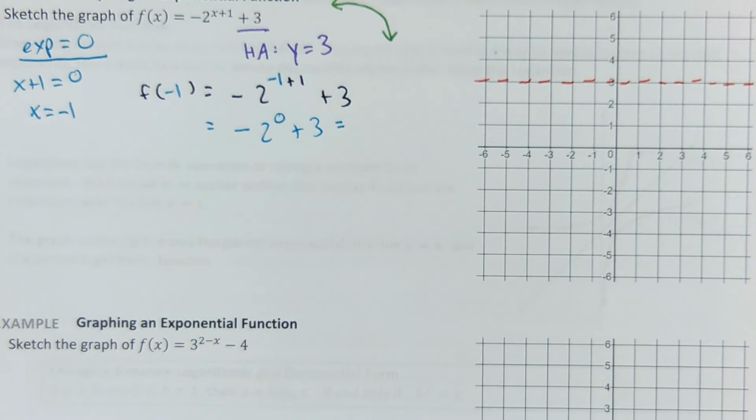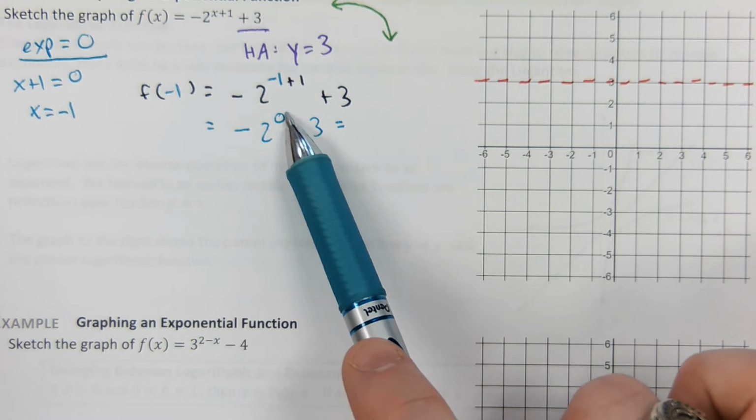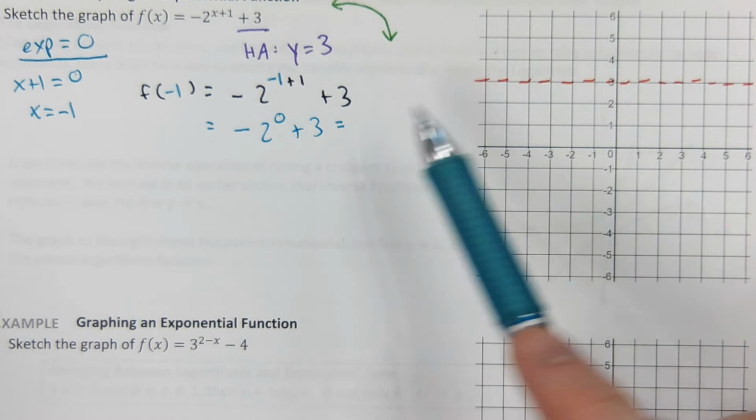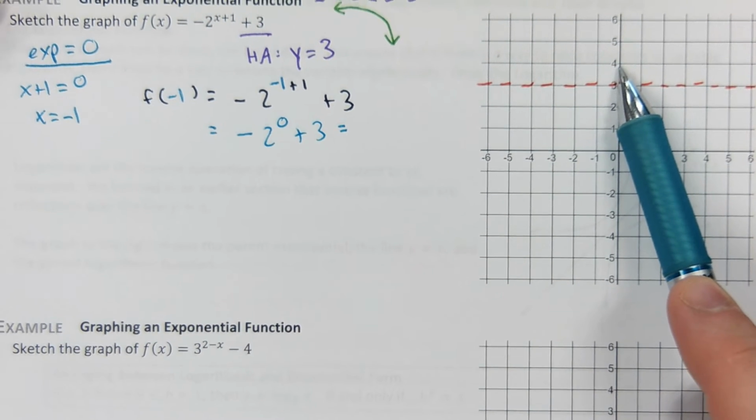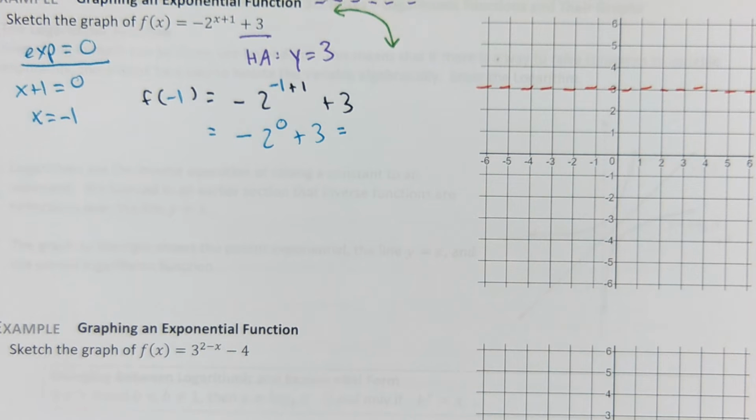That's easy, Mr. M. Everything to 0 is 1. 1 plus 3. Y is 4, right? No. Why? Oh. Oh, how about that? Yeah, if I said this was 1 and 1 plus 3 is 4, that would put me above this horizontal asymptote, and our knowledge of transformations tells us it goes down. So what went wrong?